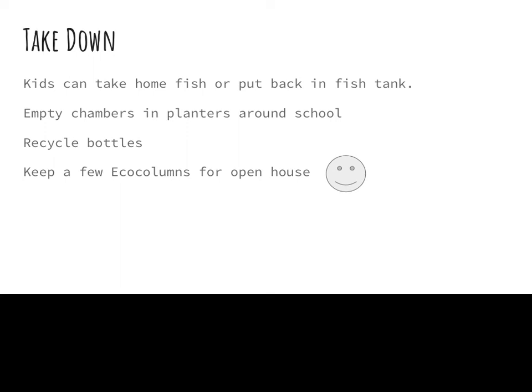and the planters around school, around the different plants, and then we recycle the bottles. If you want to, it's kind of a nice idea to keep a few of the EcoColumns for open house. The plants might be all dead before open house in the spring. I do this in the fall. A few built ones are good, and you can just put some more seeds in and have things grow about a month before open house.